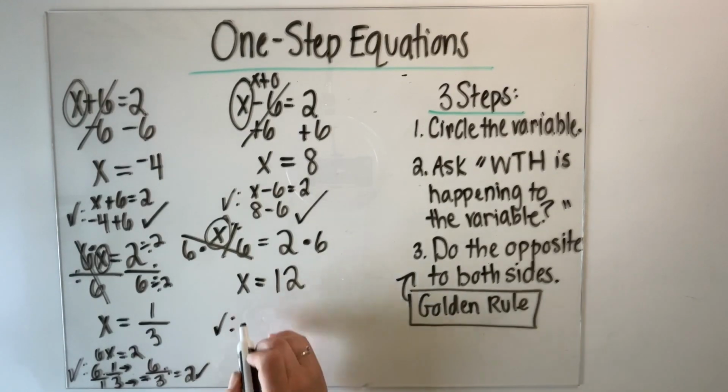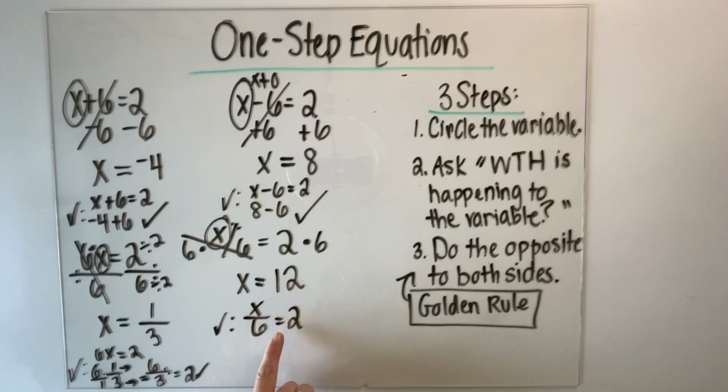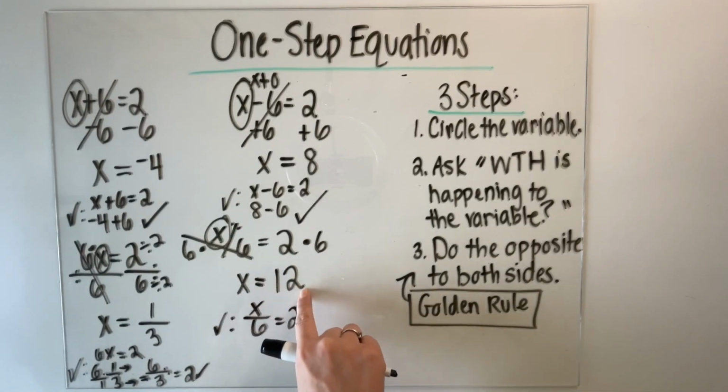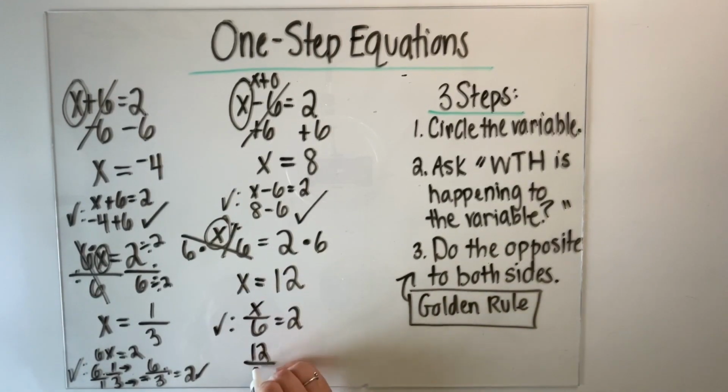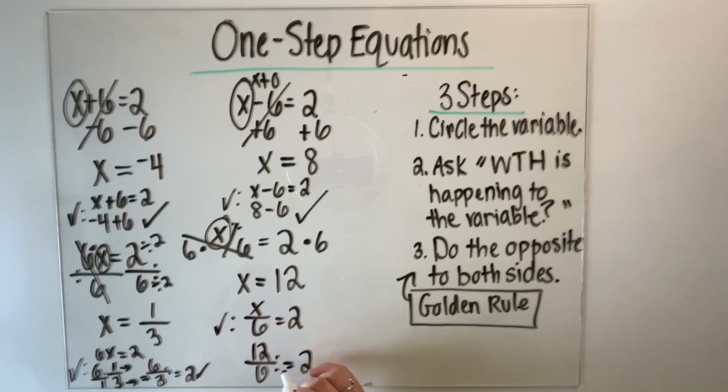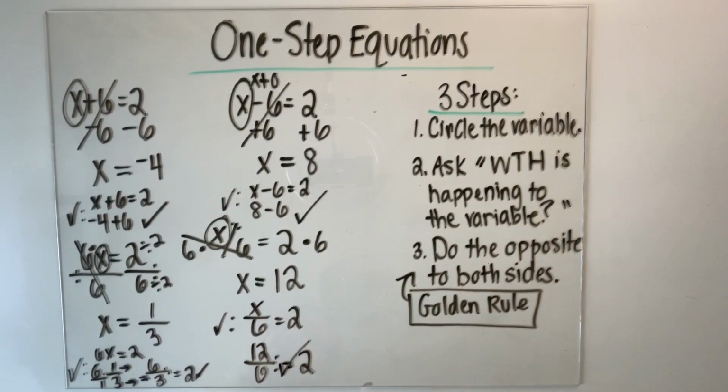Again, we can always check our work. X divided by 6 equals 2. I don't know, does it? Instead of x, I'll substitute it with 12. 12 divided by 6 does equal 2.